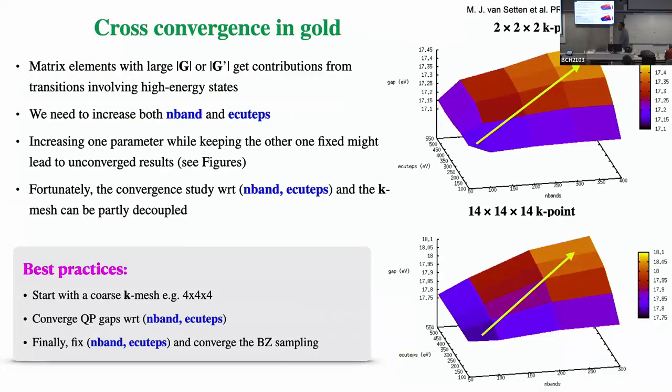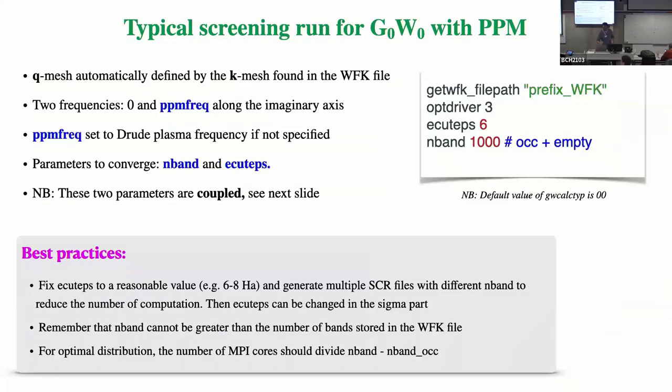This plasma pole frequency is the dielectric. Somehow we had a discussion with Francesco that there is a peak in polarizability that this PPM actually is going to be that number. My question is, how do you usually select this frequency in the PPM method?